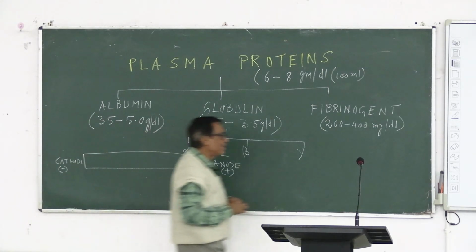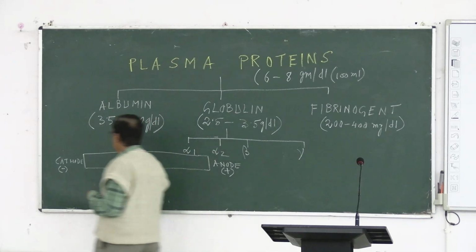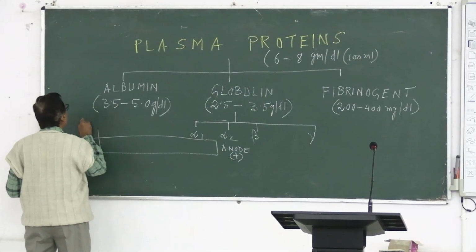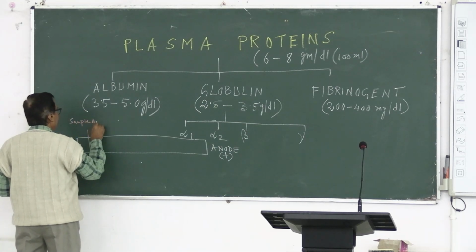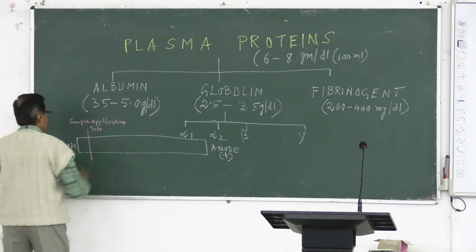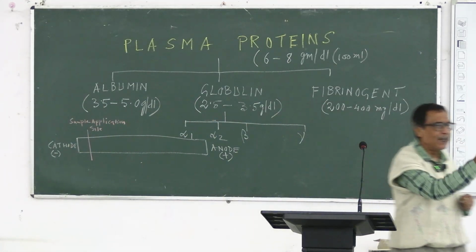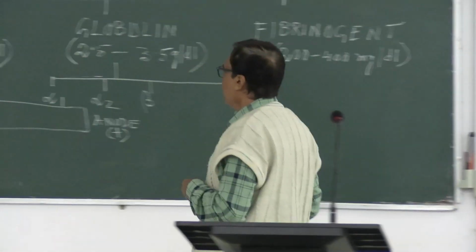Sample will be applied towards the cathode side. This is the sample application site. That is serum. You take the sample in a pipette and draw a line with the sample. Then electrical separation will occur.